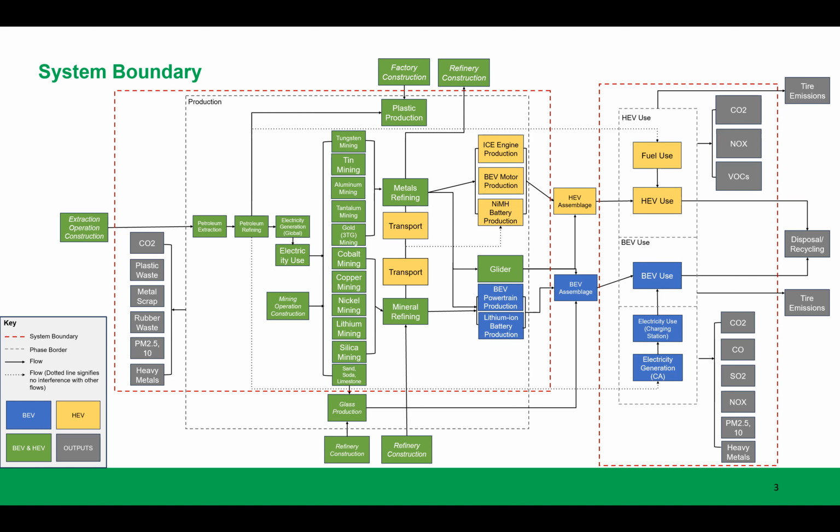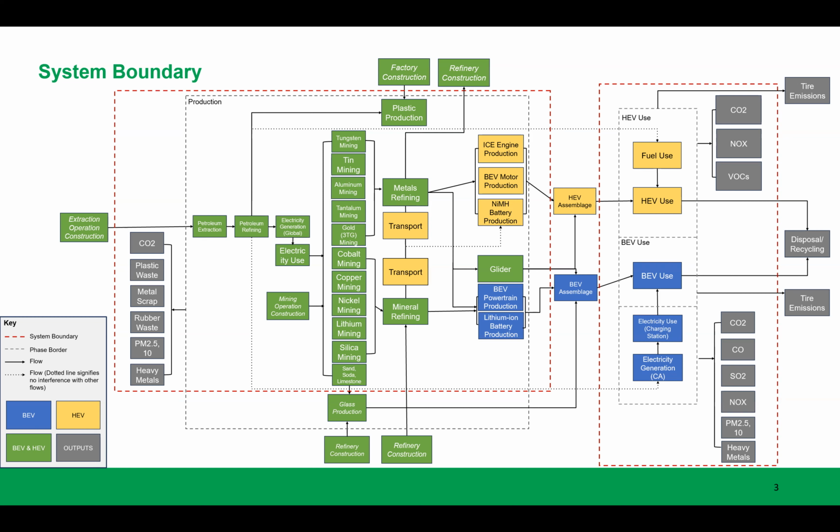Thank you, Natita. We're going to move into a more detailed discussion of how we modeled our study. To develop a thorough understanding of the life cycle of both a BEV and an HEV, we began by defining the system boundary. We chose to develop a combined system boundary in order to highlight the stages in which there are overlaps and divergences in the life cycles of the two vehicles.